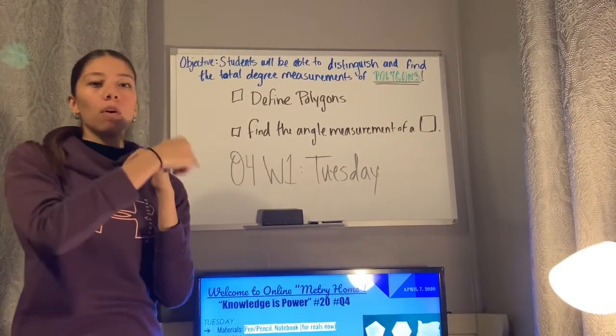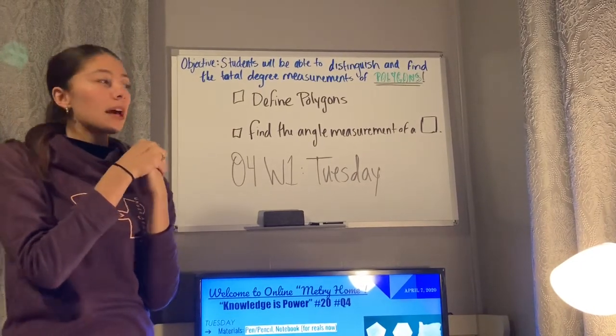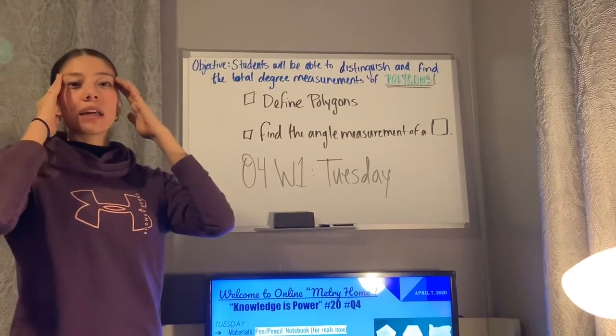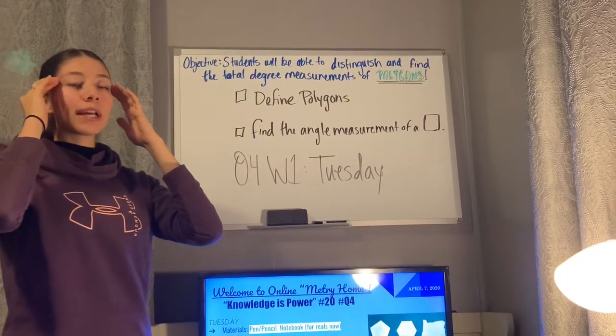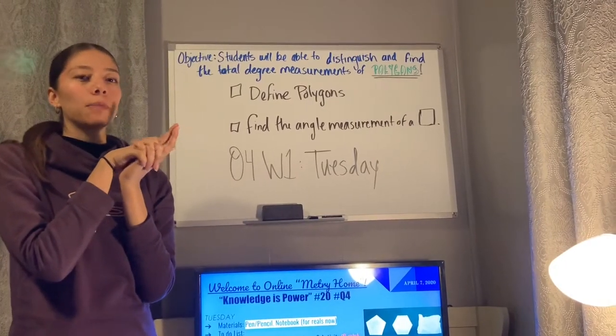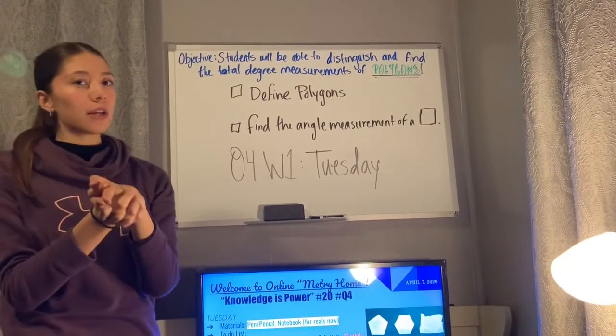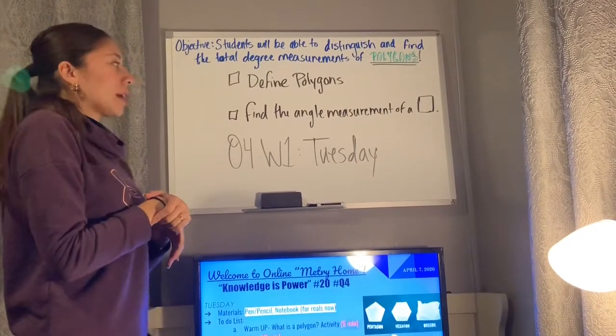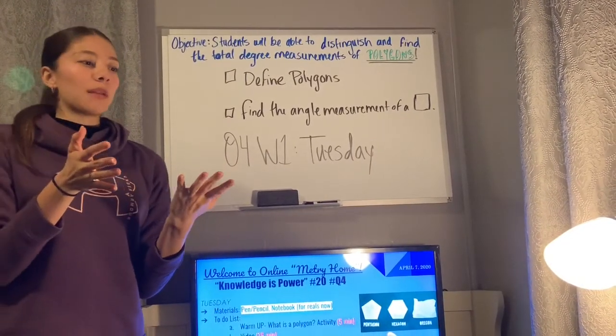Pause the video and go do the link. That's going to help us figure out what a polygon looks like, or we might have an idea of what kind of shape that might look like, but that little warm-up will definitely help you out. If you haven't done it, go ahead and do that right now. You can just pause the video. But if you've done that, let's go ahead and move on.